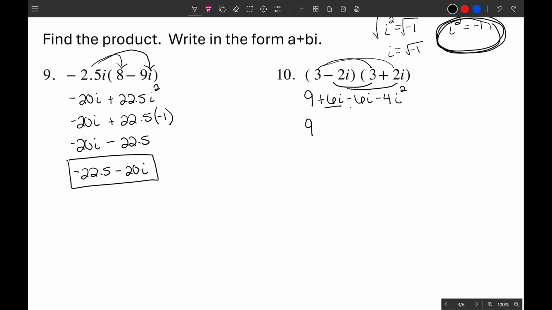6i and negative 6i add together to make nothing. And then I have minus 4 times negative 1. Remember, we're replacing i squared with negative 1. Now I have 9 plus 4, because negative 4 times negative 1 is 4. And 9 plus 4 is 13. So I get a real answer here, no i's.